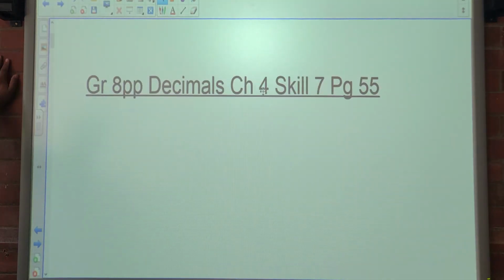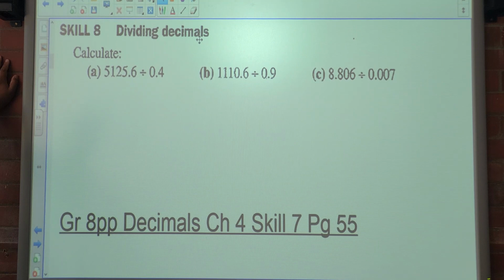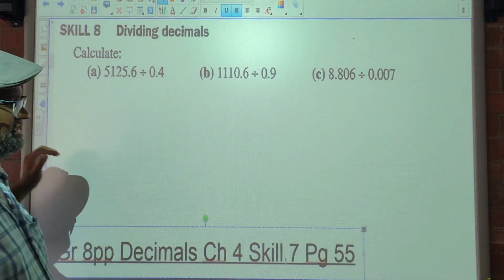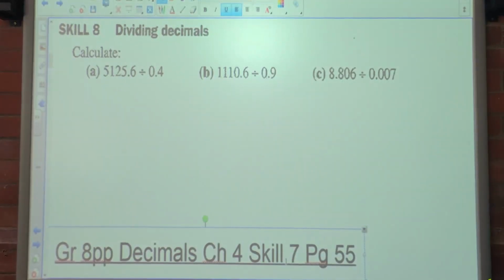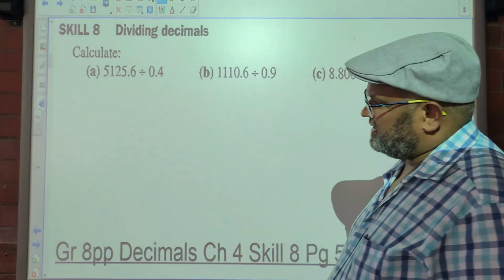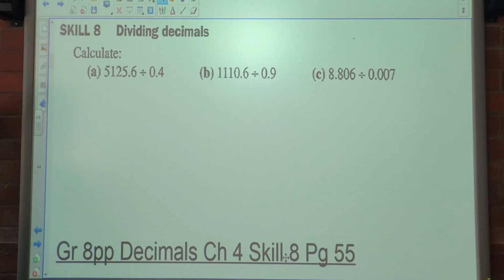Let's go to skill 8. Now we're looking at dividing of decimals. Now there's many ways of doing this, okay? You have a way that's working for you? By all means, otherwise you can do what I'm doing, okay? So what I do first is, I get the divisor, the number I'm dividing it by. I get that to be a whole number first. That's the first thing I do.